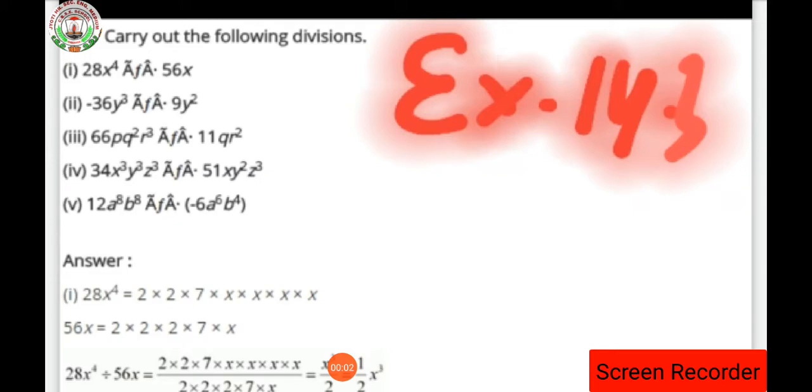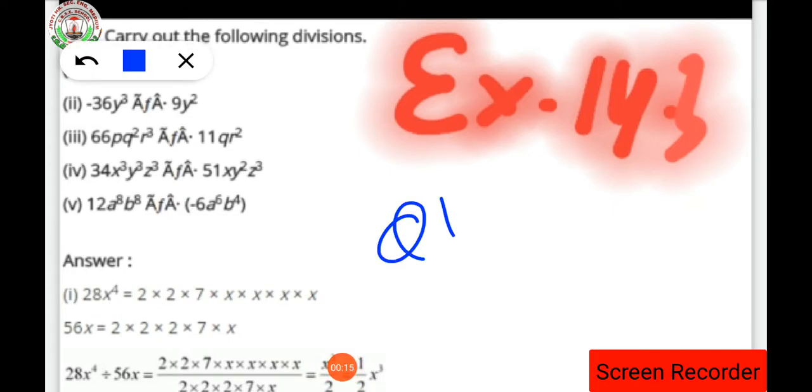Good morning to everyone. Today we will have the revision of exercise 14.3 from chapter number 14, factorization. So here the question number 1 says, carry out the following division. Carry out the following division, it means you have to divide the number.